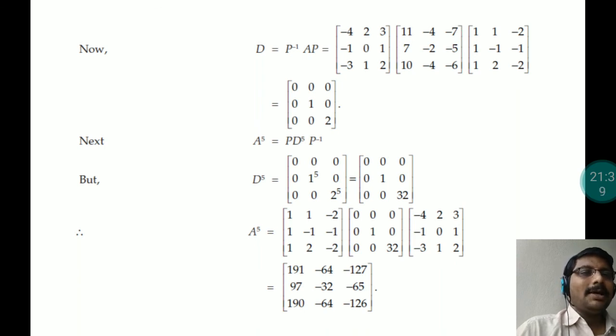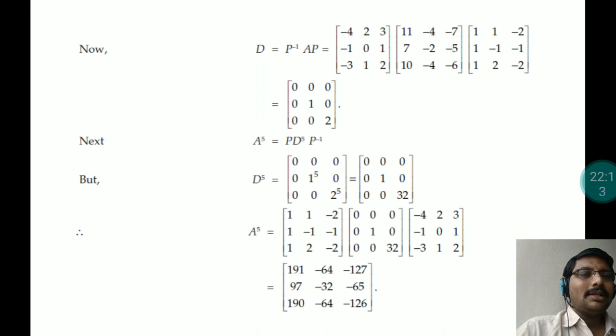So we will have the formula A power n is P D power n P inverse. Now using this formula, putting n equal to 5, we will get A power 5 equal to P D power 5 P inverse. Now what is D power 5? D power 5 is the diagonal matrix 0 power 5, 0, 0, 0, 1 power 5, 0, 0, 0, 2 power 5, which is obtained by just taking the powers of the principal diagonal of D.